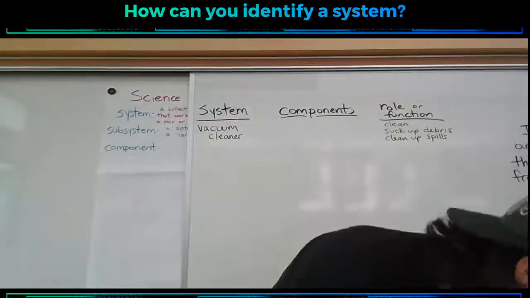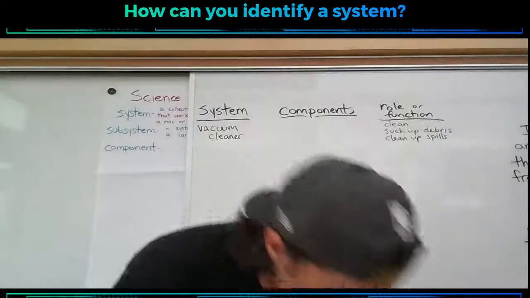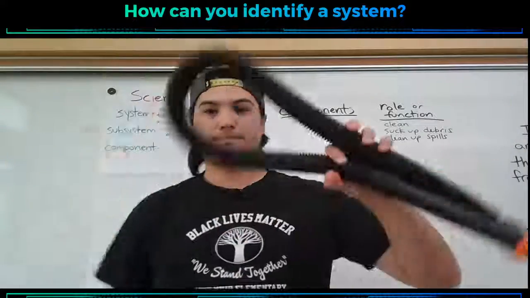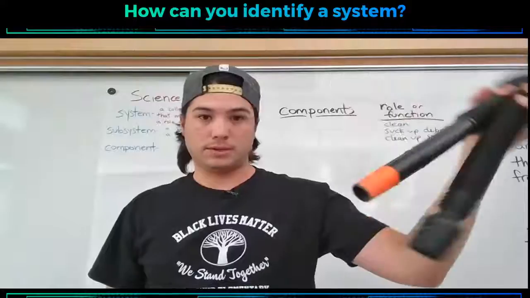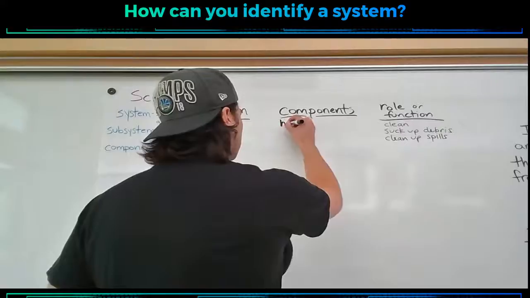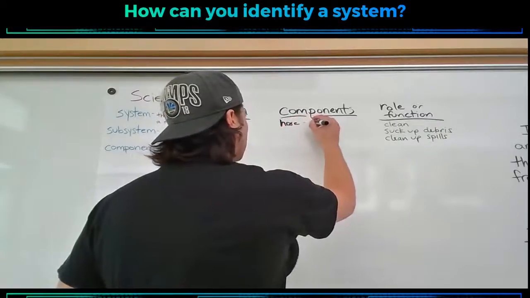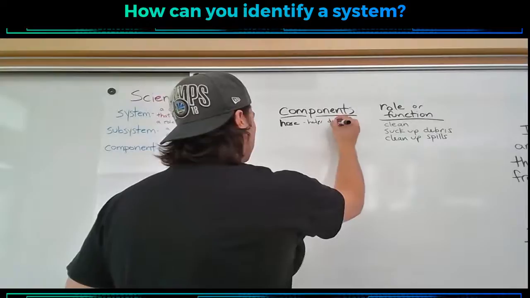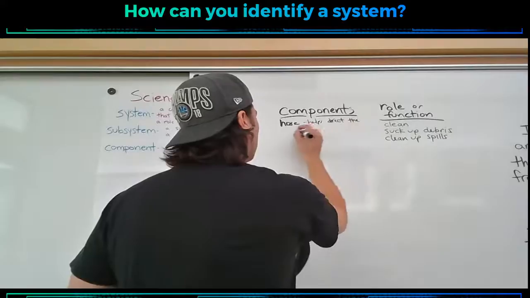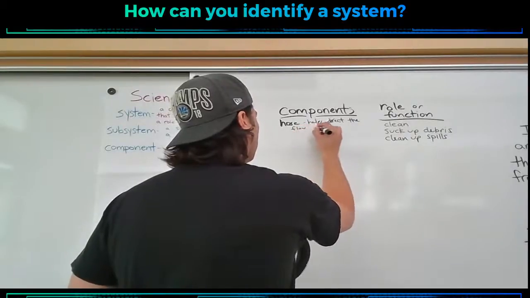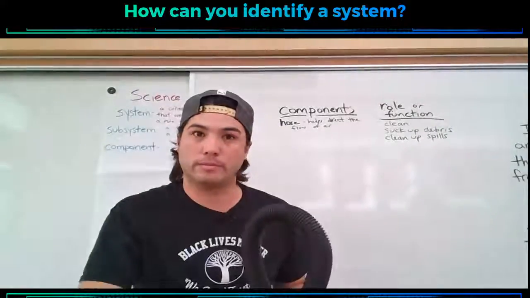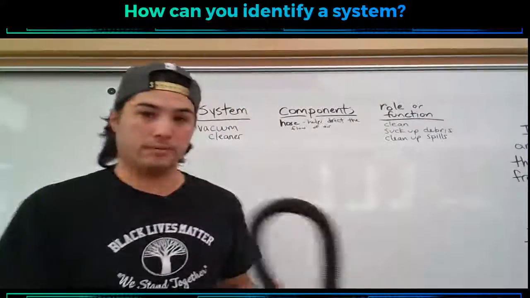We've got our tube, right? What does this do? Or we call this a vacuum hose, right? So the hose helps direct the flow of air into our vacuum area, or our vacuum cleaner, right?